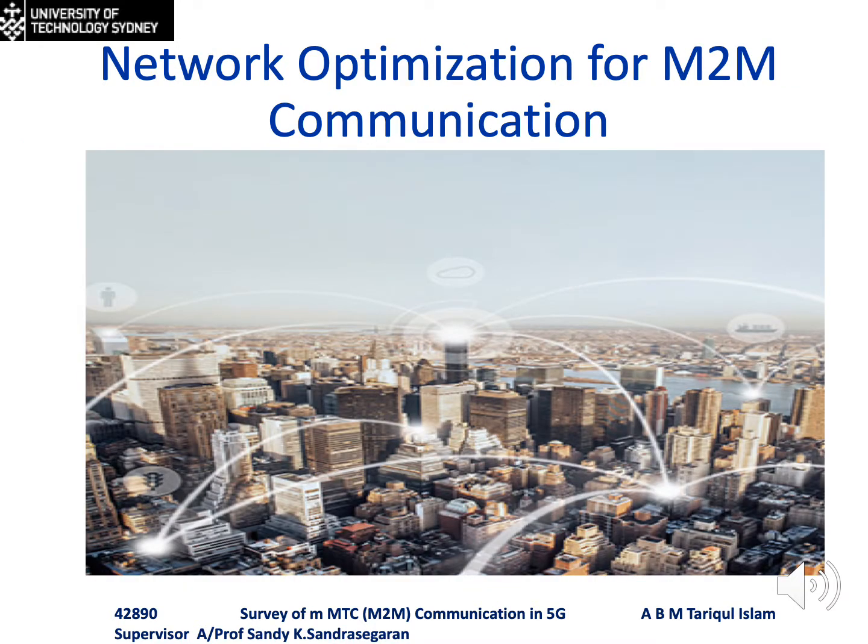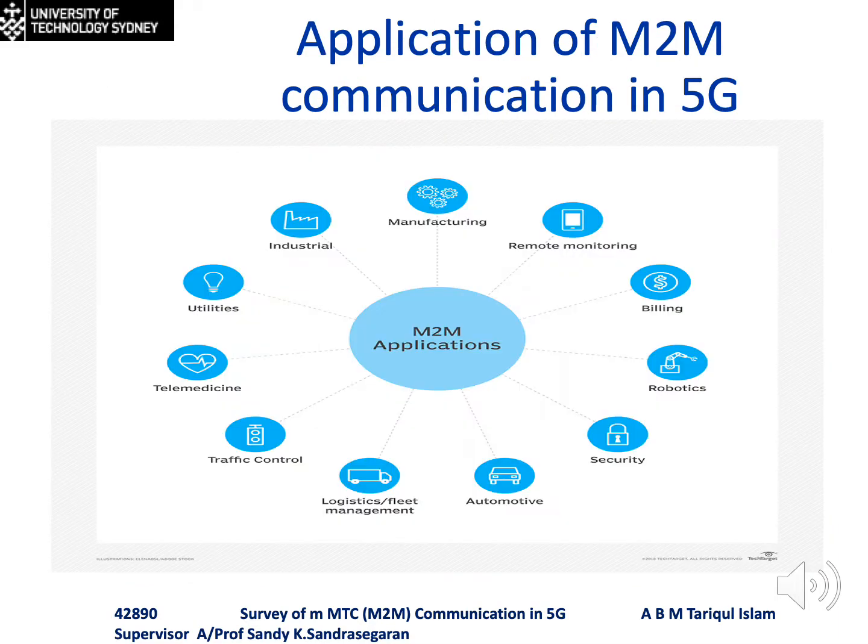Network optimization of M2M communication. Optimization of huge bunches of devices on a bunch basis. Optimization is energy saving of the cellular network, increasing energy effectiveness in the LTE network, and delay execution of the M2M network. Now, application of M2M communication in 5G. The application of M2M communication in 5G is huge in manufacturing, industrial area, telemedicine, traffic control, automotive security, robotics, billing.